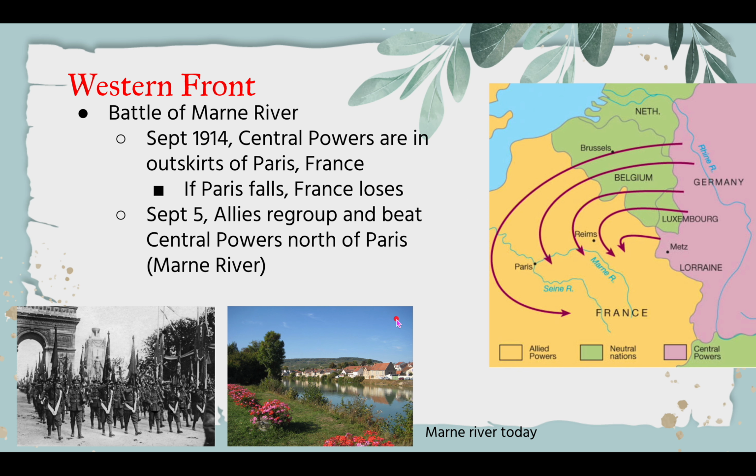All right, so one of the major battles during World War I on the Western Front was called the Battle of the Marne River. As you can see here, the Marne River is right here. In September 1914, the Central Powers are on the outskirts of Paris, France. So Paris is right here, right on the Marne River. If Paris falls, France loses. On September 5th, the Allies regroup and beat the Central Powers north of Paris on the Marne River.